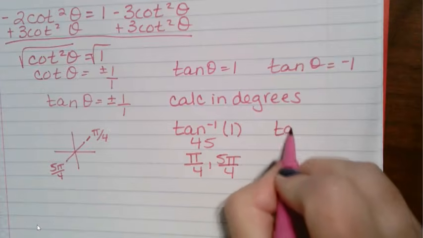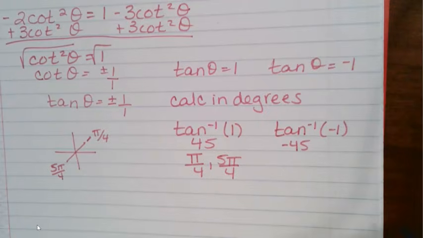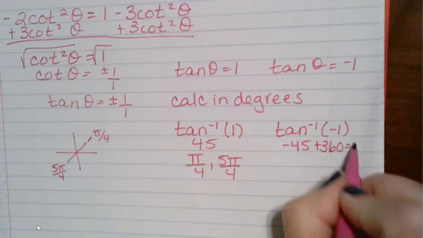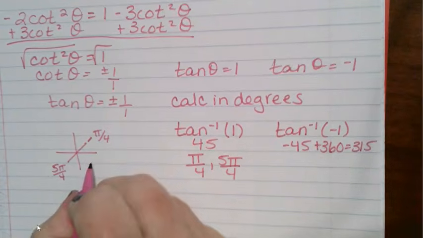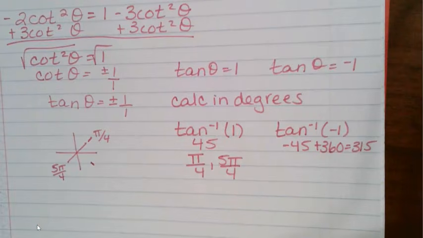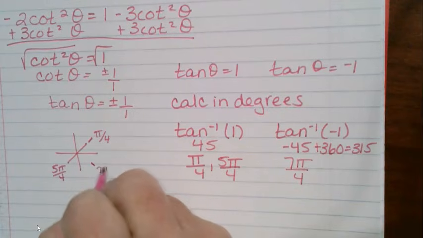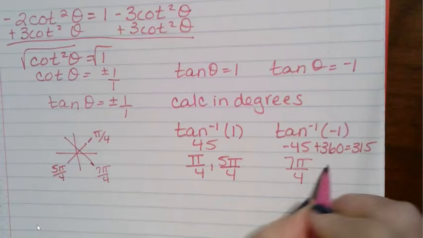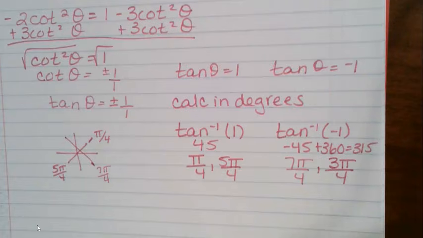Now, when you do the inverse tangent of negative 1, it gives you negative 45. And we don't have negative angles, so you add 360, and it gives us 315. You go on your unit circle and find it, and you get 7 pi over 4. Then you go across into quadrant 2, and you get 3 pi over 4. That's the best way to handle tangent. Tangent is just a royal pain.